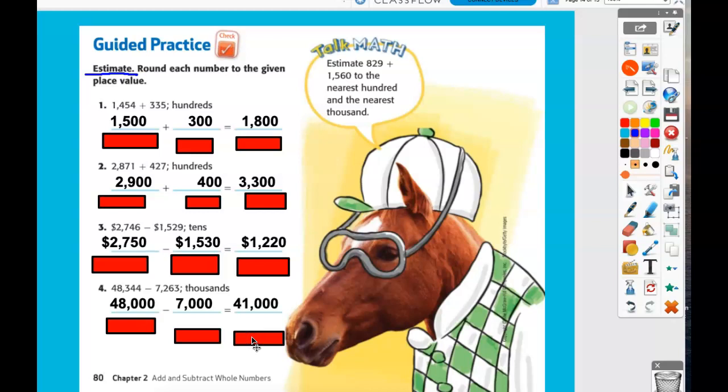All right, so boys and girls, this lesson was about estimating sums and differences. Remember, a sum is an answer to an addition problem. Differences are answers to subtraction problems. In this lesson, we also brought in rounding, which we learned from chapter 1. If you're still not good with rounding, you might want to go back to chapter 1, lesson 5 to review rounding. Because whenever we estimate anything, we want to round.